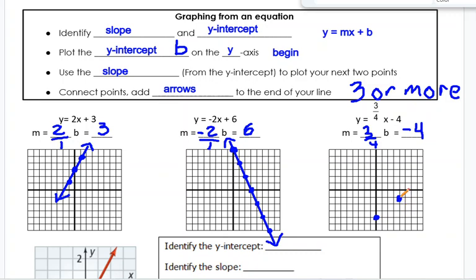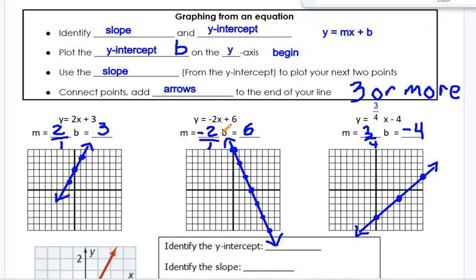To find my next dot, I'm going to do the same thing. Up 3, 1, 2, 3, over 4, 1, 2, 3, 4. There's my next dot. And then I connect my dots and I make my line. There's my line. And then I want to make sure I add arrows on the ends because these lines go on forever and ever in each direction. Okay, so whenever you're given an equation in slope-intercept form, you want to make sure you find your slope and your y-intercept.